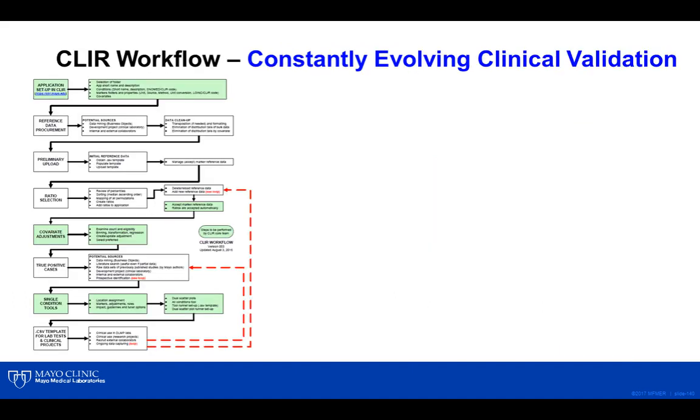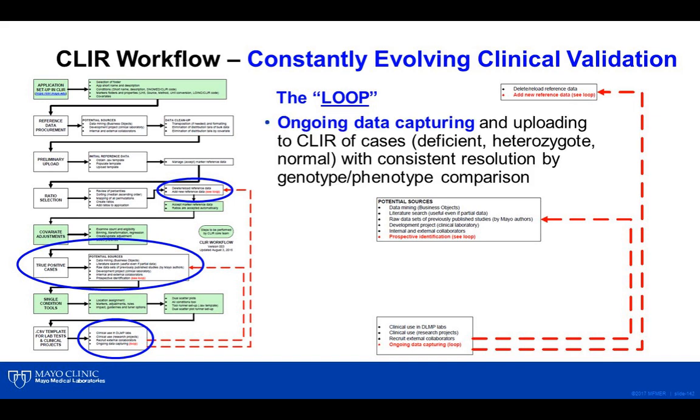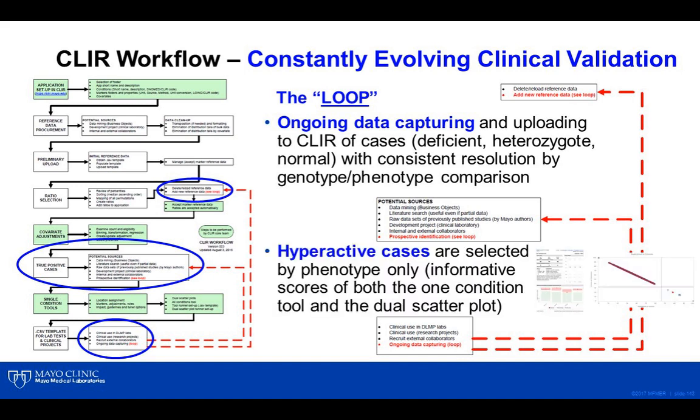In the CLEAR workflow for clinical application, special attention is given to what we can describe as the loop, a process of ongoing data mining to support constantly evolving and improving clinical validation. Every case with concordant genotype-phenotype resolution is promptly added to the database. For the hyperactive cases, in the absence of genotyping information, a case is deemed a true positive when both a one-condition tool and the dual scatter plot are informative.